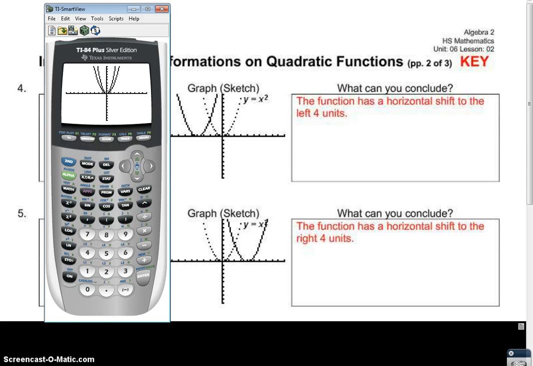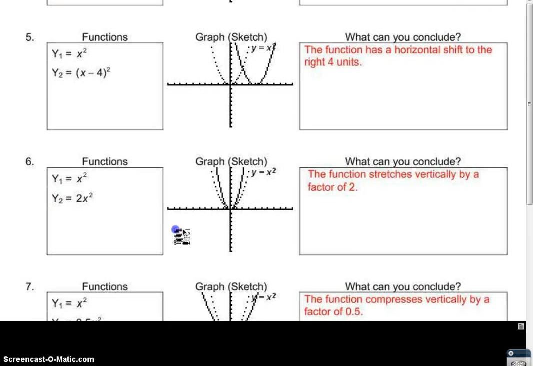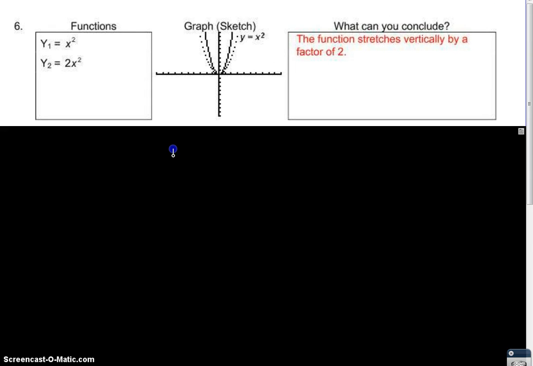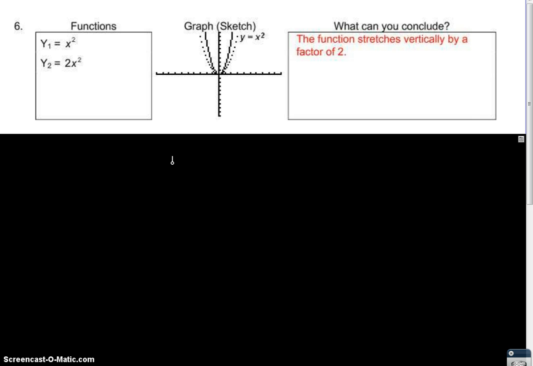So from here, you're actually going to use this, and you're going to write it like this. On problem number 6, I should have that the function stretches vertically by a factor of 2. It is a vertical stretch by a factor of 2. So if I have a number in front of my quadratic, it is a vertical stretch, and whatever that number is, it's going to be by that factor.